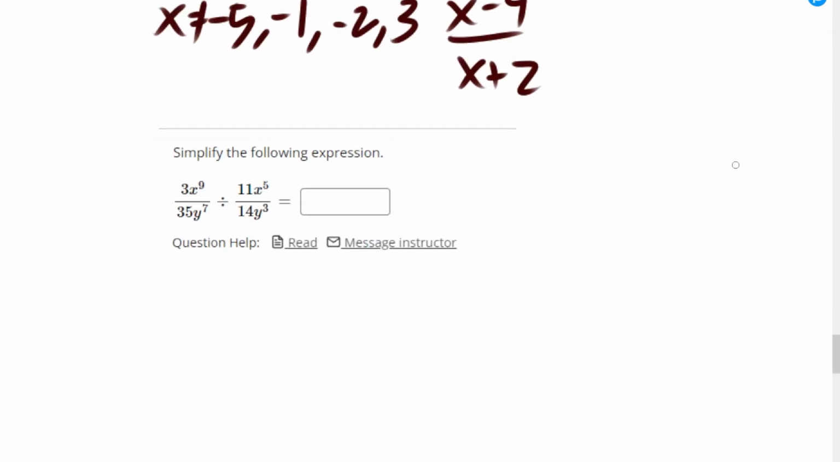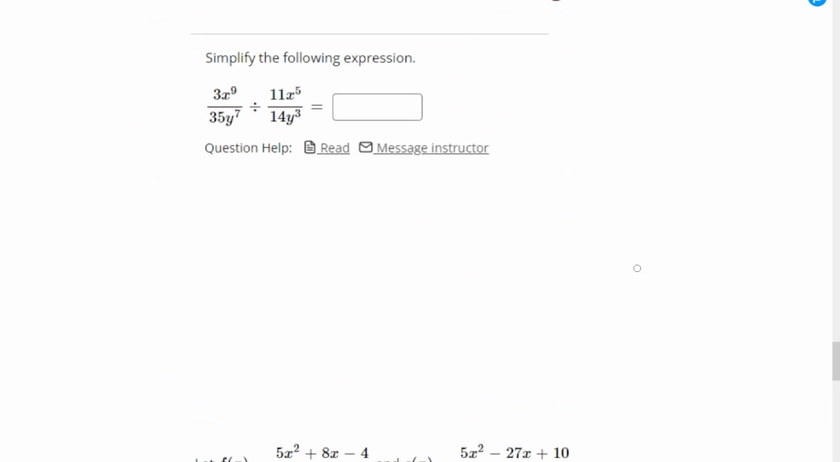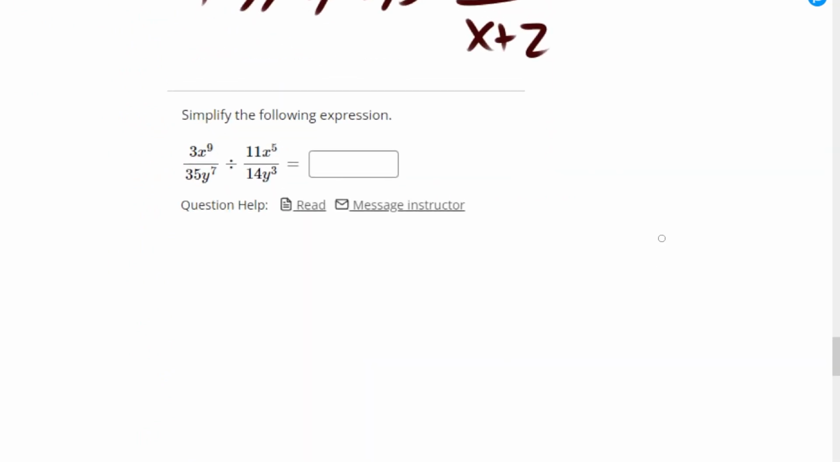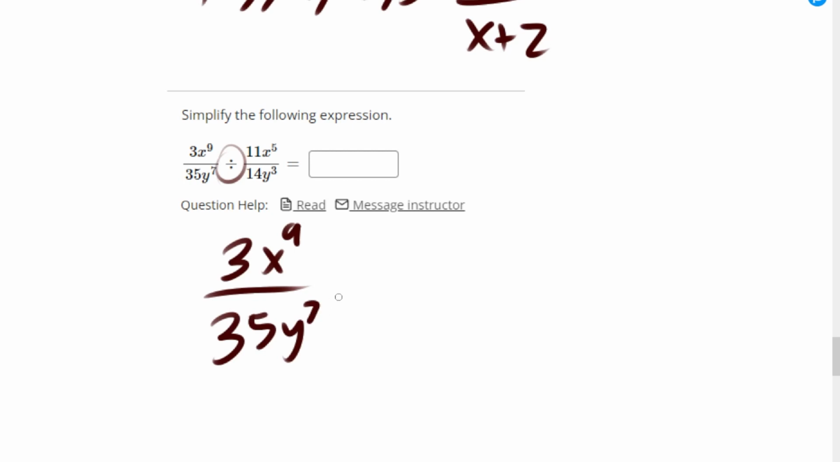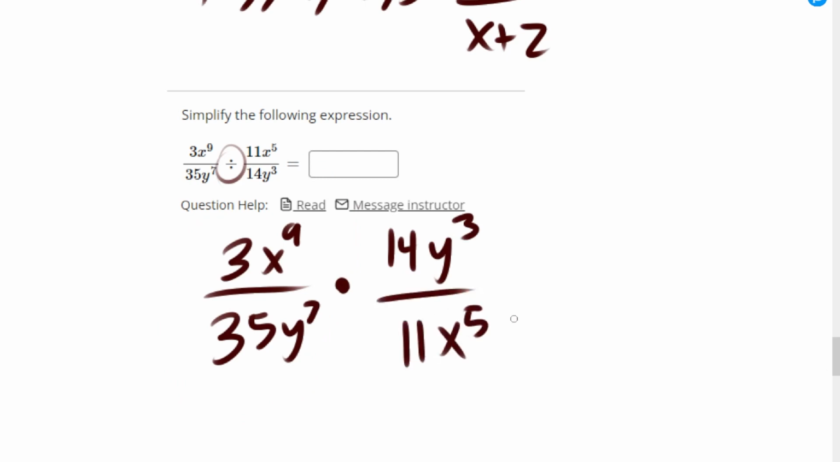Now, we're going back to one of the more simple ones. But the thing that people usually trip up on, which is a little bit surprising to me, but okay, everyone starts somewhere, is they don't know what to do with this division sign. But it's literally everything that we've done with fractions before. So we have 3 times x to the 9th times 35y to the 7th divided by... when you're dividing fractions, you copy the first part and then you copy dot flip. So 14y cubed goes on the top now, and 11x to the 5th goes on the bottom.